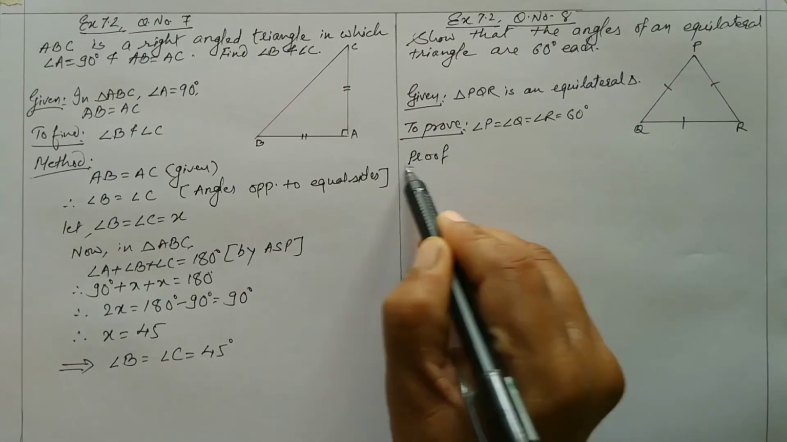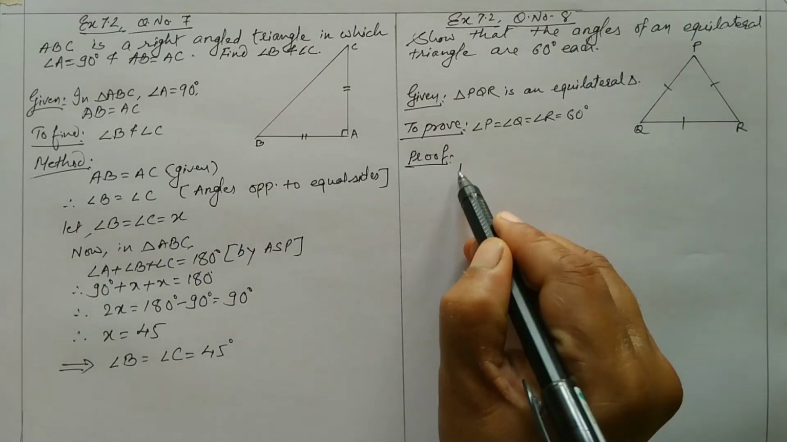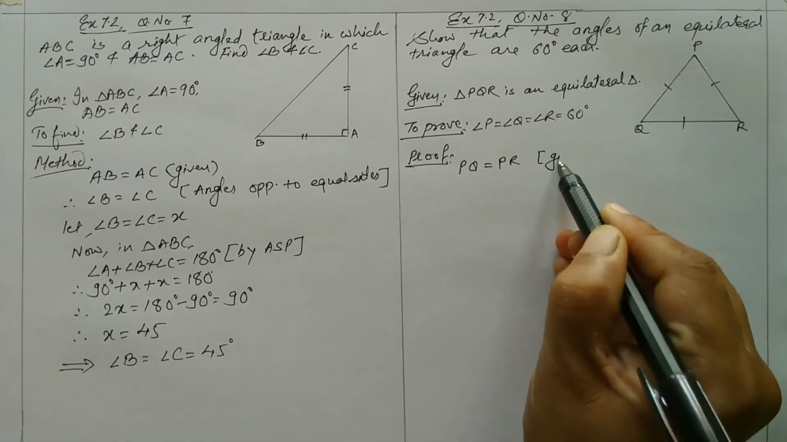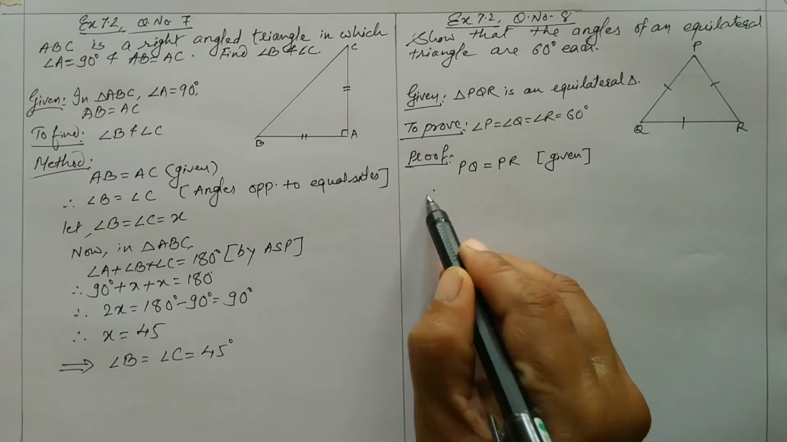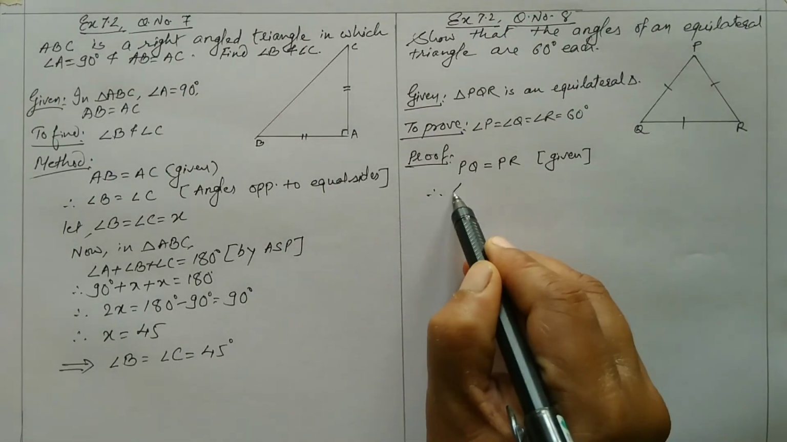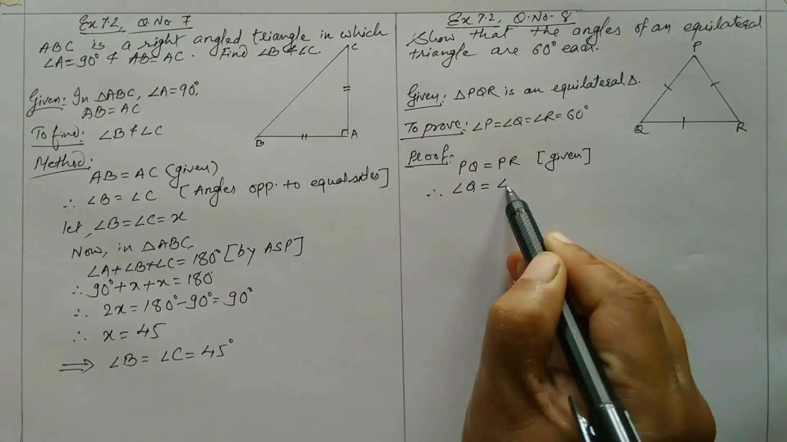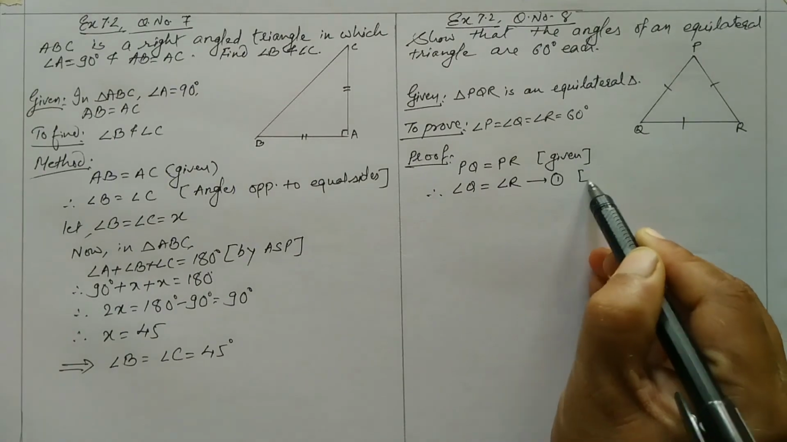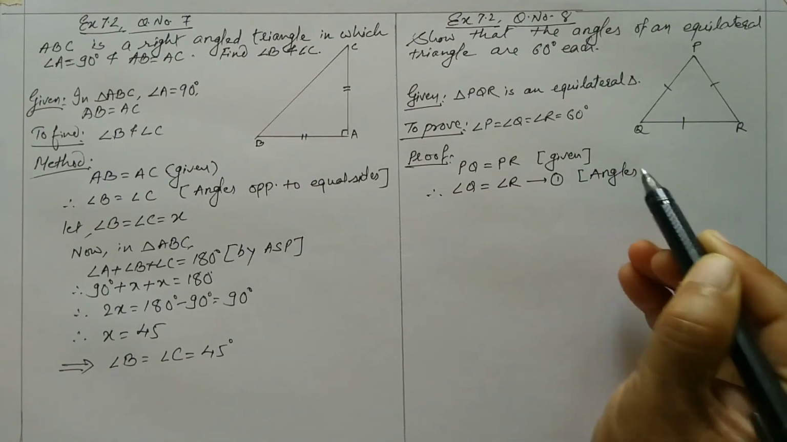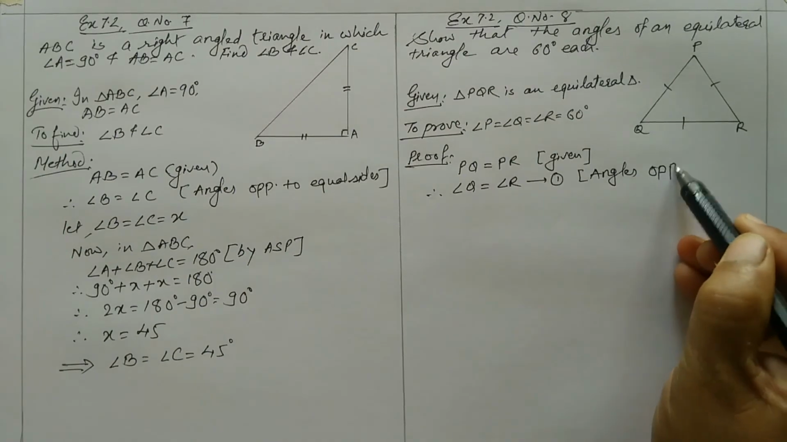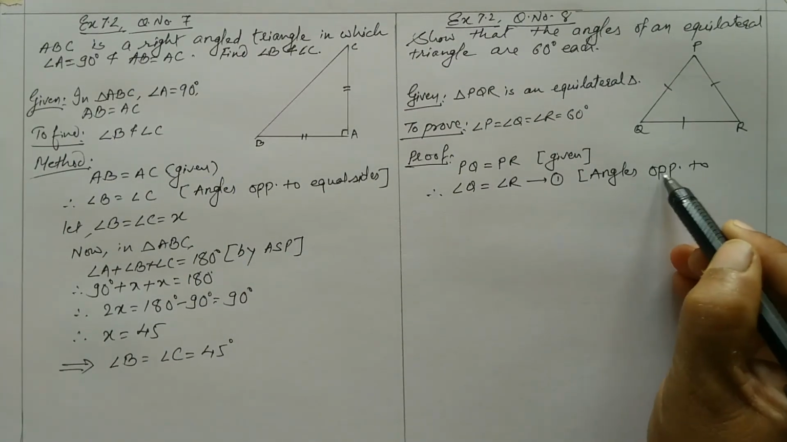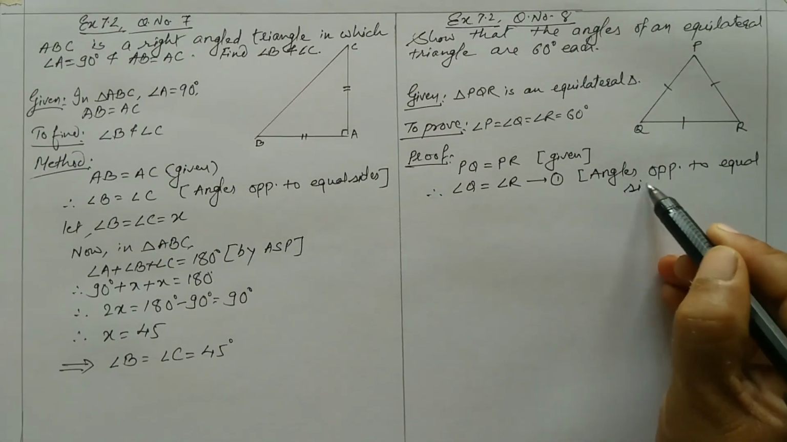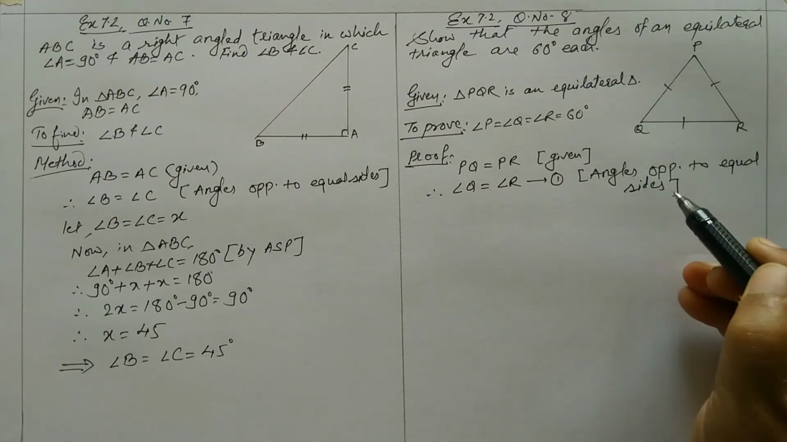Okay, so PQ is equal to PR, this is given. Therefore angle Q is equal to angle R. Angle Q is equal to angle R. You can call this result number 1. Reason, angles opposite to equal sides. Angles opposite, I am writing in short OPP., opposite to equal sides are equal.